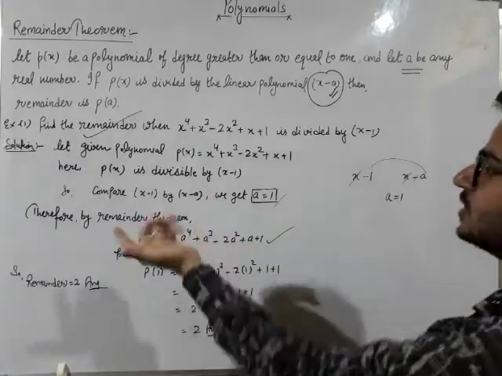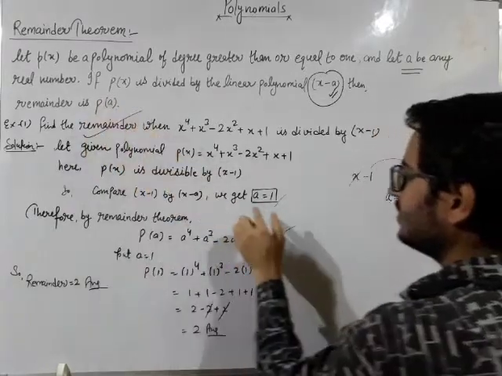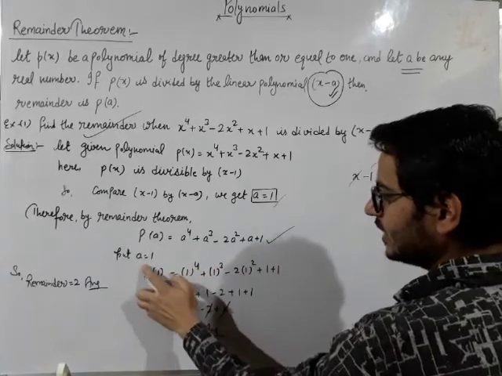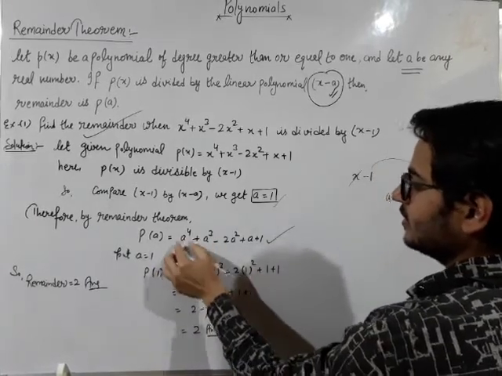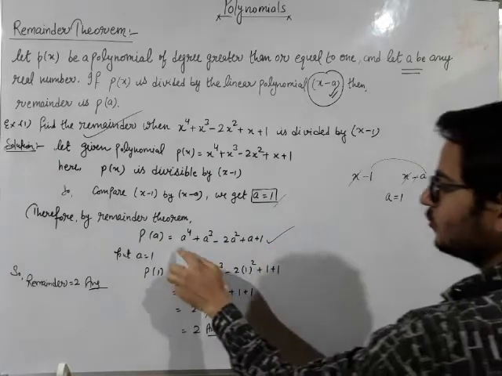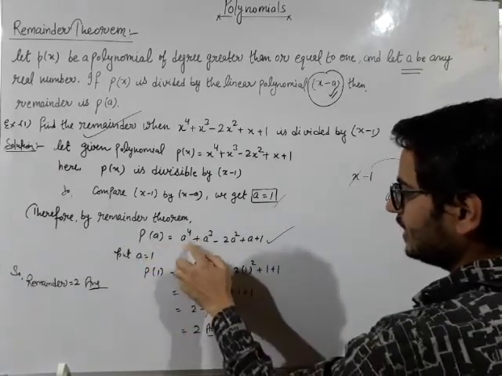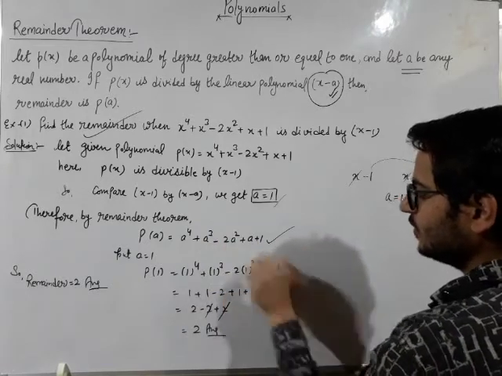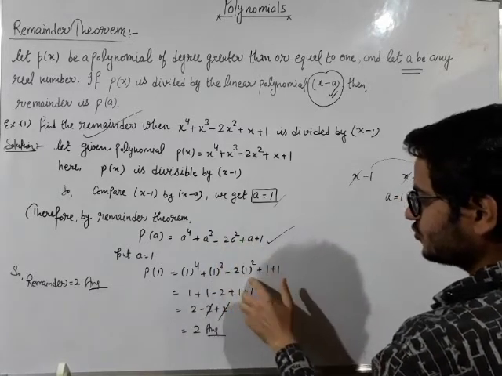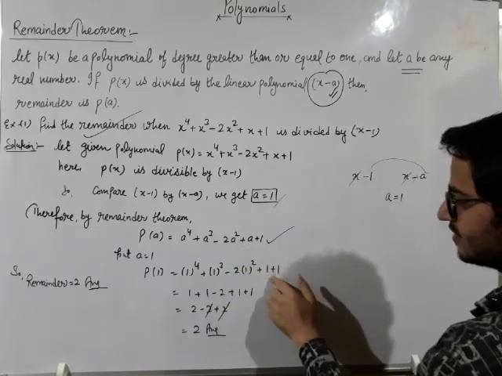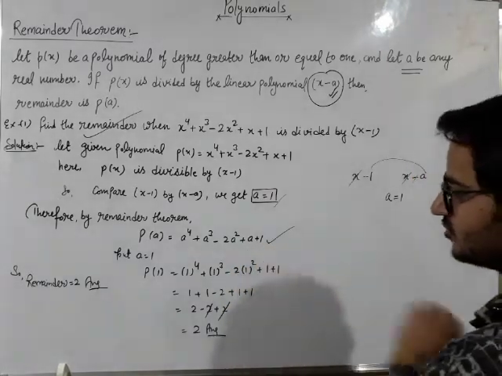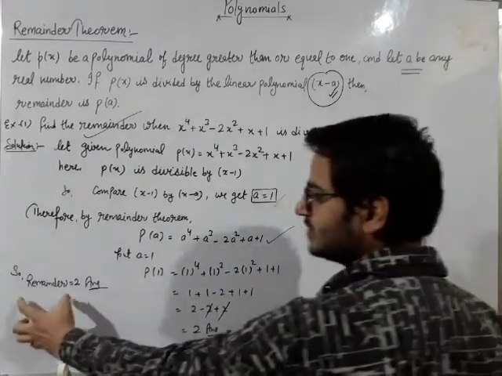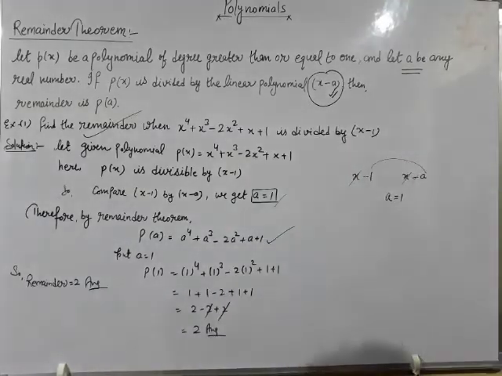Now what will we do? Remainder is P(a), and the value of a is 1, so we will replace a by 1. Wherever you are finding a, you will replace a by 1. a raised to the power 4 will become 1 raised to the power 4. a cube will become 1 cube. Minus 2a square becomes minus 2 times 1 square. Plus a will become plus 1. Plus 1 will remain same because it is a constant term. Now after solving it, we get our final answer as 2, and this is the required remainder. Remainder is equal to 2 in this case.